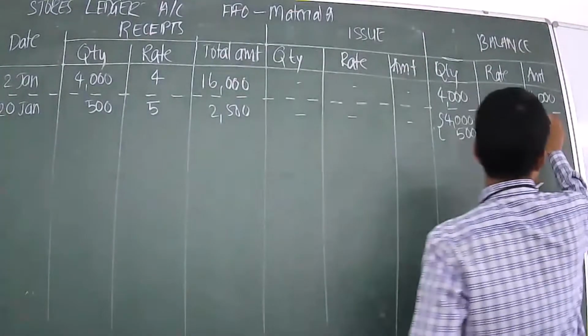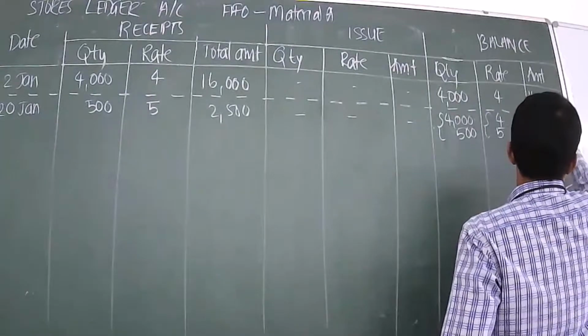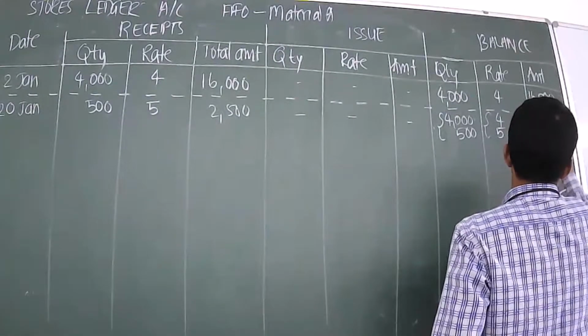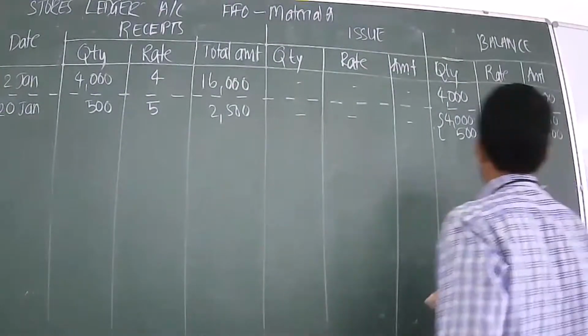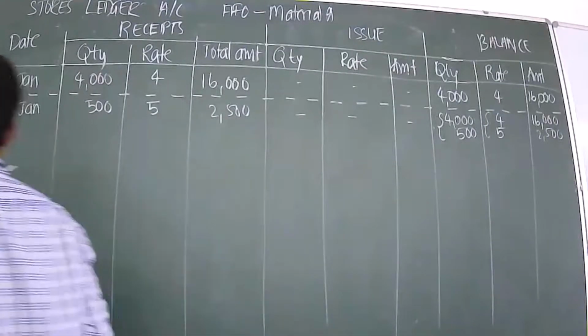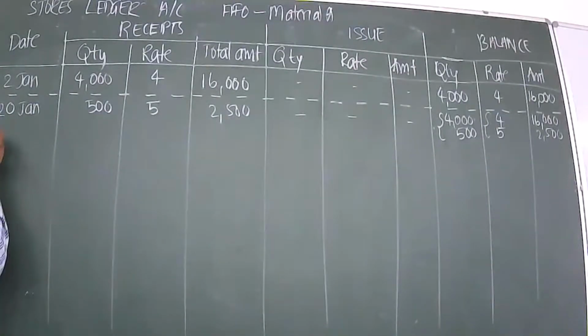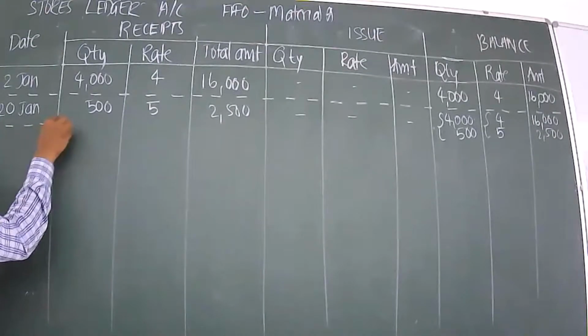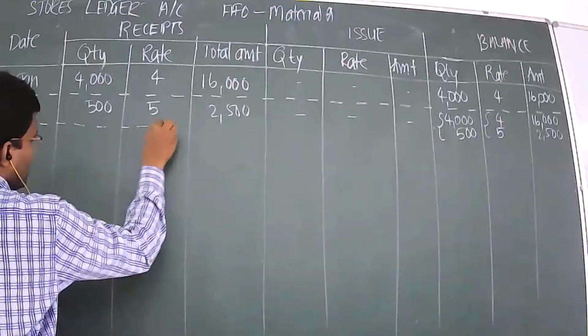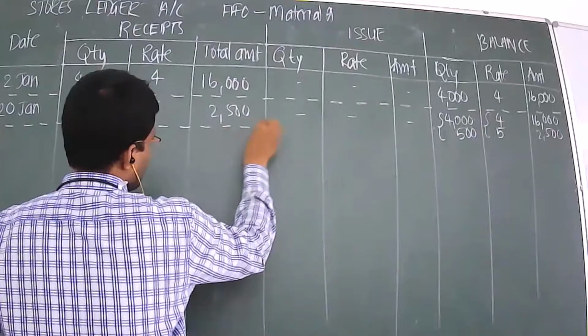Now let's record the balance. This one sums up to be 16,000. This one sums up to be 2,500. So we are done with the entry for the second transaction. Now let us close this balance over here.